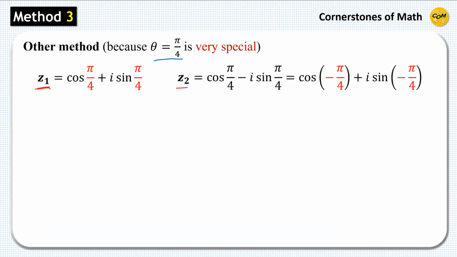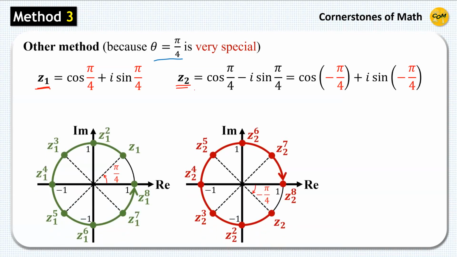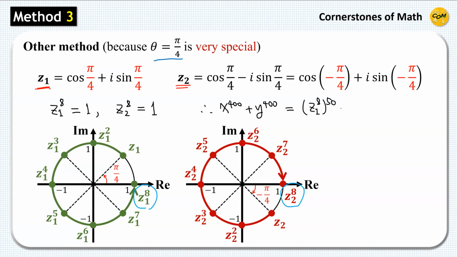As for these two complex numbers z1 and z2, if you plot them on a complex plane, and if you already have a knowledge of the geometric implication of multiplying the unit complex number over and over, you can easily notice that z1 raised to the 8th power equals 1 and z2 raised to the 8th power equals 1. Therefore, as for x to the power of 400 plus y to the power of 400, we can simply use these 8th power values. So z2 to the 8th power raised to the 50th power. So we have 1 plus 1, which is 2.